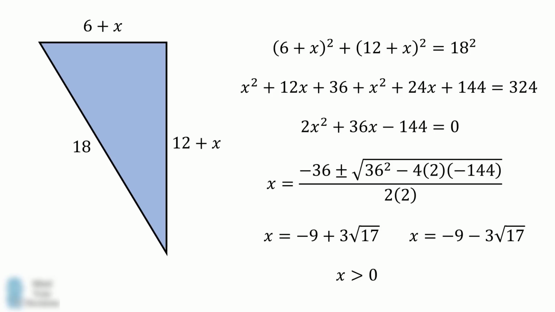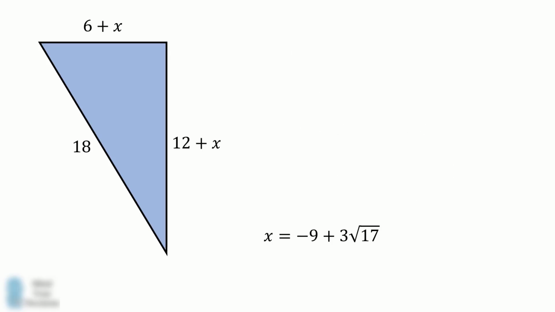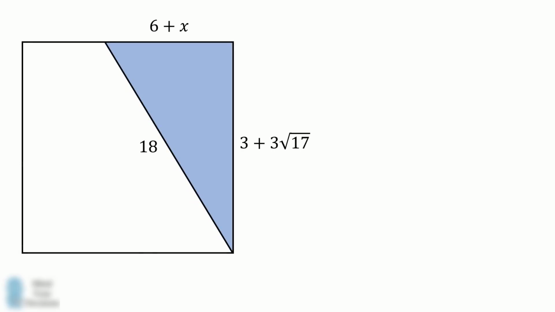But recall that x is a length, so it should be positive. So we will eliminate this negative value. We thus get a value for x. We can substitute it into this side of the triangle. We will simplify this to solve for the side of the triangle. Recall that this side of the triangle is also the side of the square. So we can get the area of the square by squaring this length.